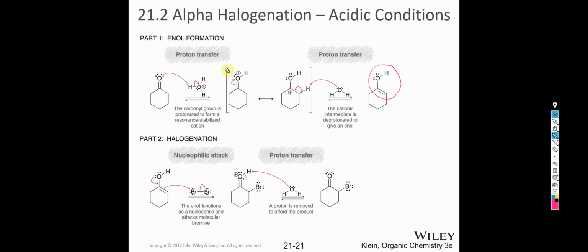So remember, when you have an acid, you get the enol. When you have a base catalyst, you get the enolate. And once you have this enol, this carbon can now become the center for an electrophilic attack, and that's what happens here. So these electrons are donated to that bromine, which is the electrophile.